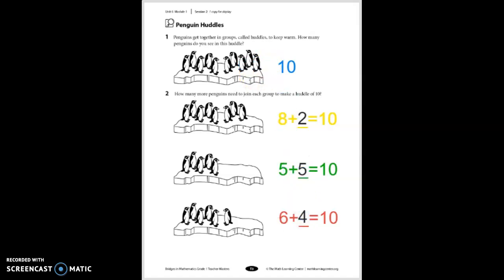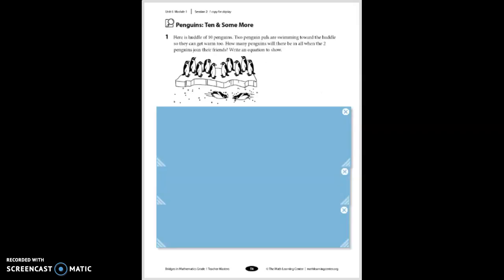Wow, awesome job. Okay, let's get a little more challenging. This is so exciting. Okay, so here's a huddle of 10 penguins. 2 penguin pals are swimming towards the huddle so they can get warm too. How many penguins will be there in all when the 2 penguins join their friends? Write an equation to show.